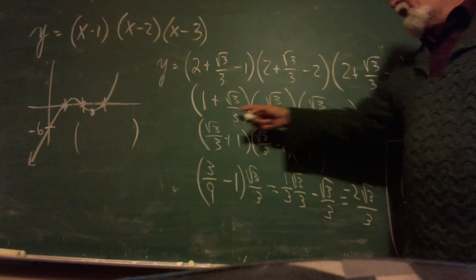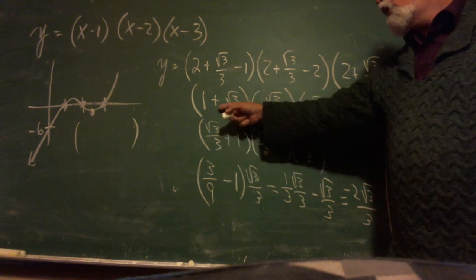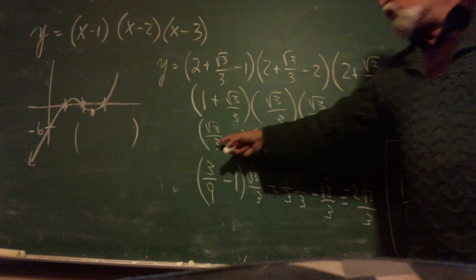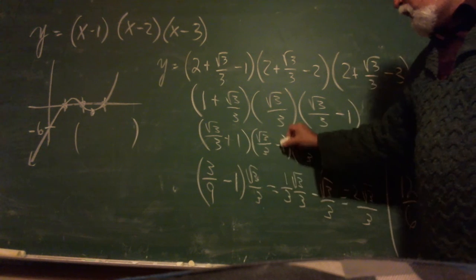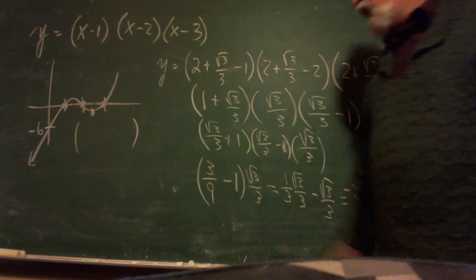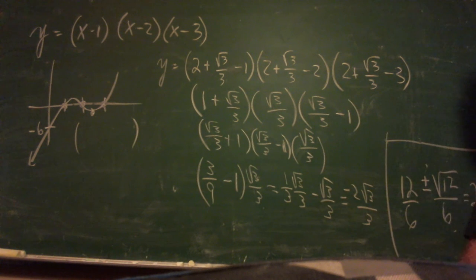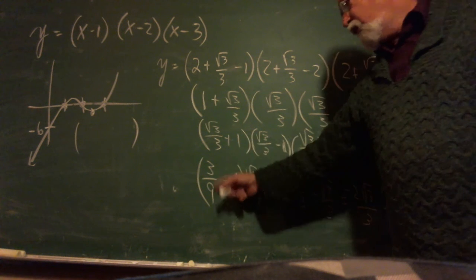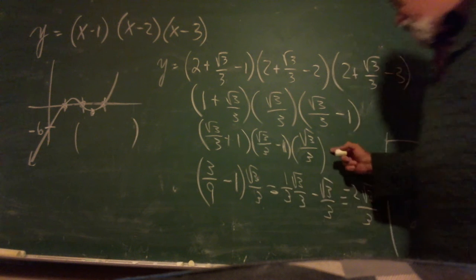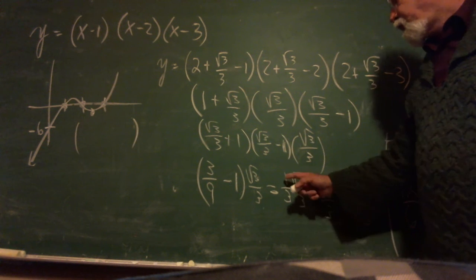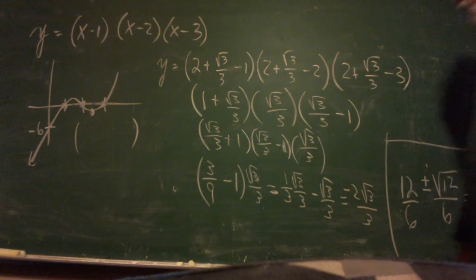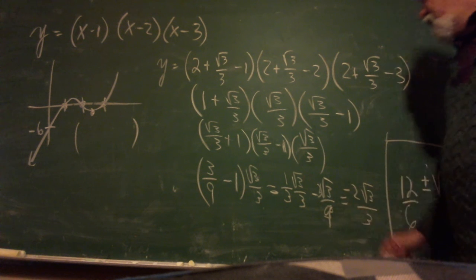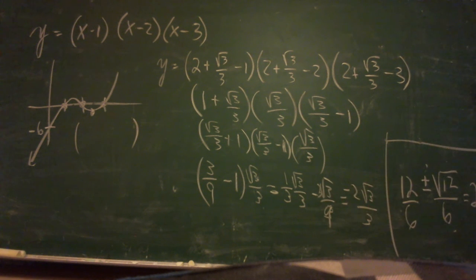And I spotted a difference of squares. All I have to do is think of this as square root of 3 over 3 plus 1 times square root of 3 over 3 minus 1. You just square this, write a minus sign, and square that. Well, 1 squared is 1. Square root of 3 over 3 squared is 3 over 9, otherwise known as 1/3. So we have 3 over 9 minus 1 times square root of 3 over 3. That comes out to be 1 square root of 3 over 9 minus 1 square root of 3 over 3, which is 3 square roots of 3 over 9. So 1 minus 3 is negative 2. Negative 2 square root of 3 over 3.